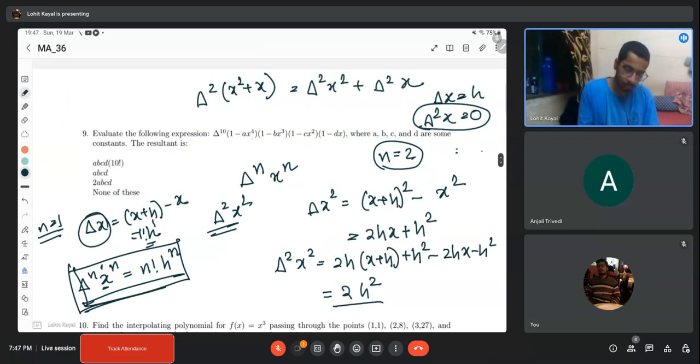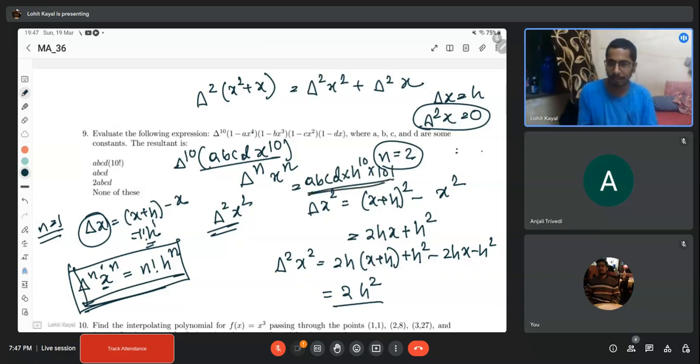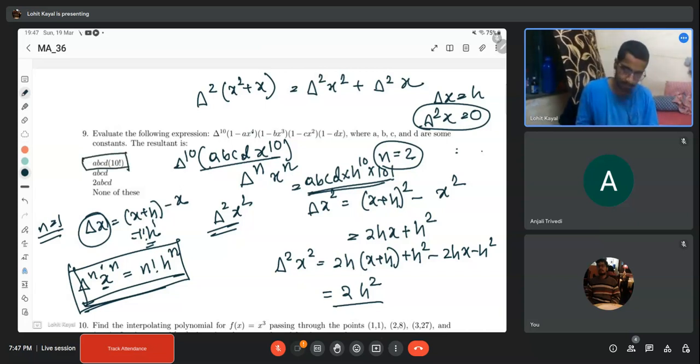So here there will be many terms in this expression, but the highest term that contains it will be a, b, c, d, x to the power 4, x to the power 3, 7, plus 2, 9, plus 1, 10. It will be x to the power 10. A, b, c, d, x to the power 10. Okay. So if I just do delta to the power 10 of this term, it will be a, b, c, d, those will be constant, times h to the power 10 into factorial of 10. Now, if I assume that h is equal to 1, you will get that abcd factorial 10 is your correct answer. Okay, I hope this is clear.